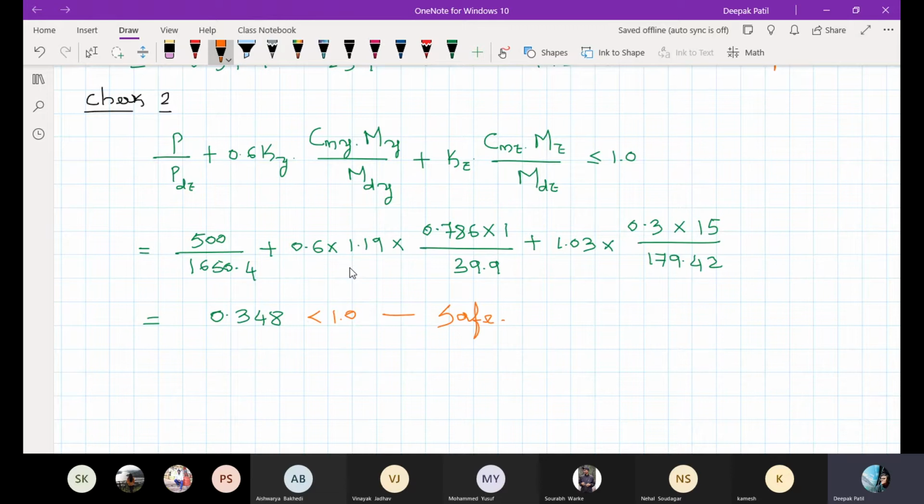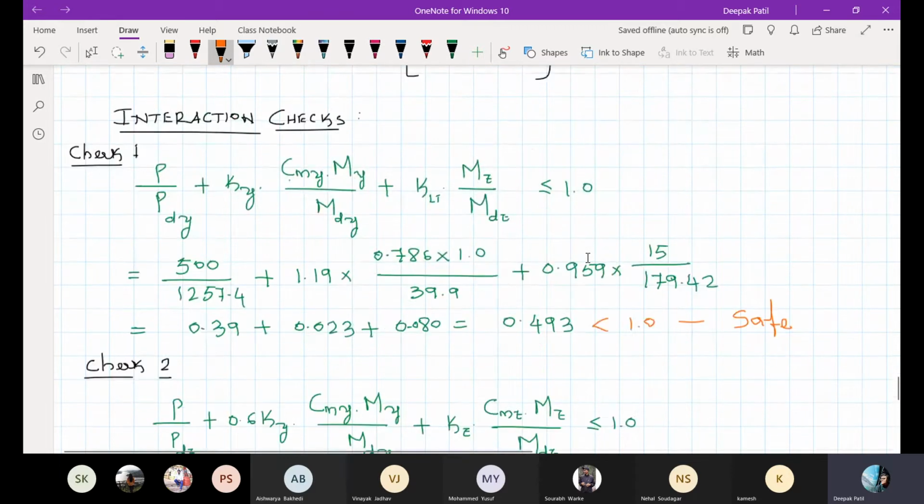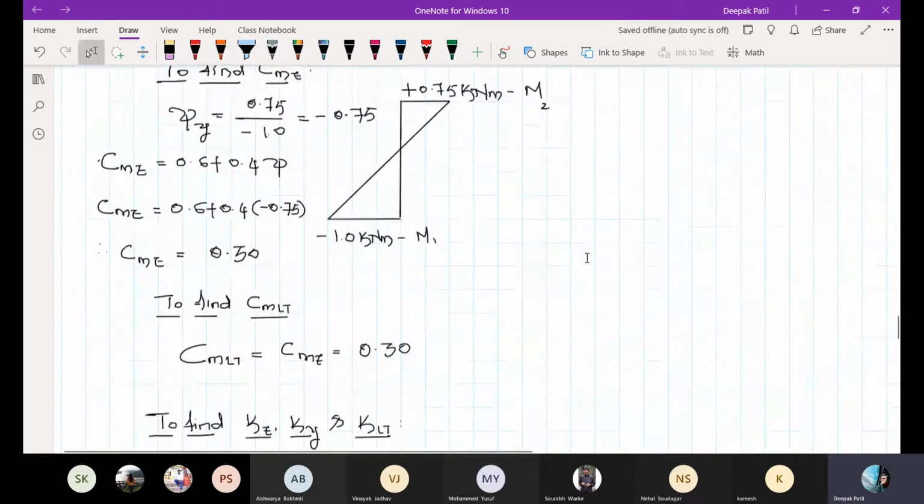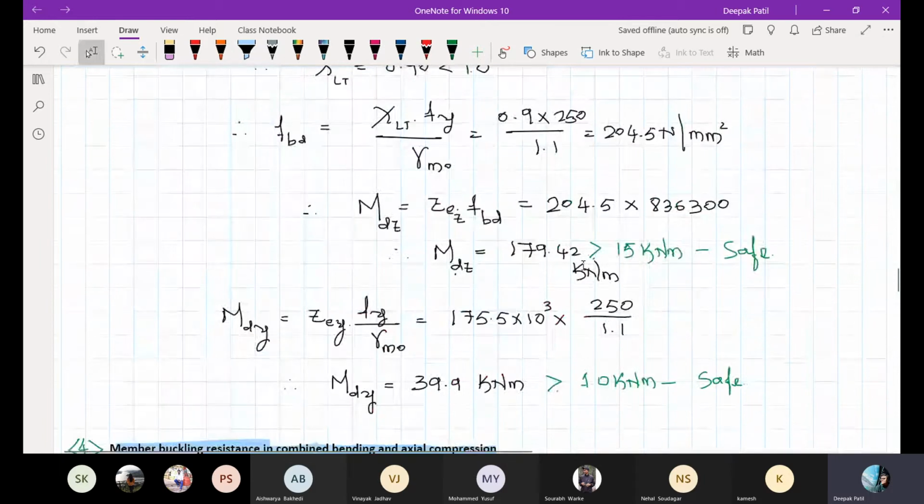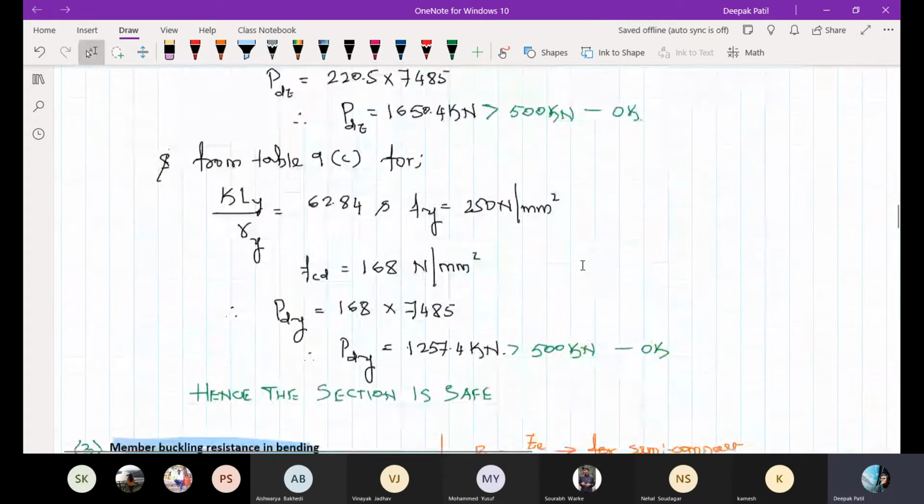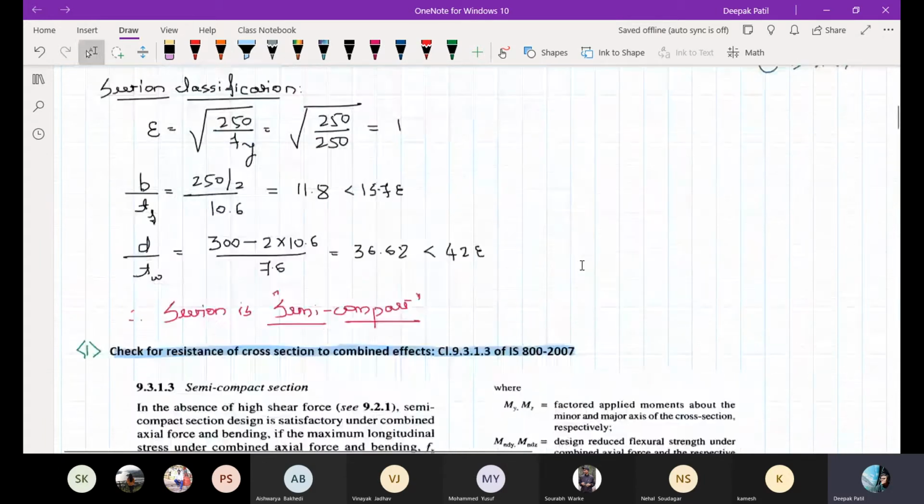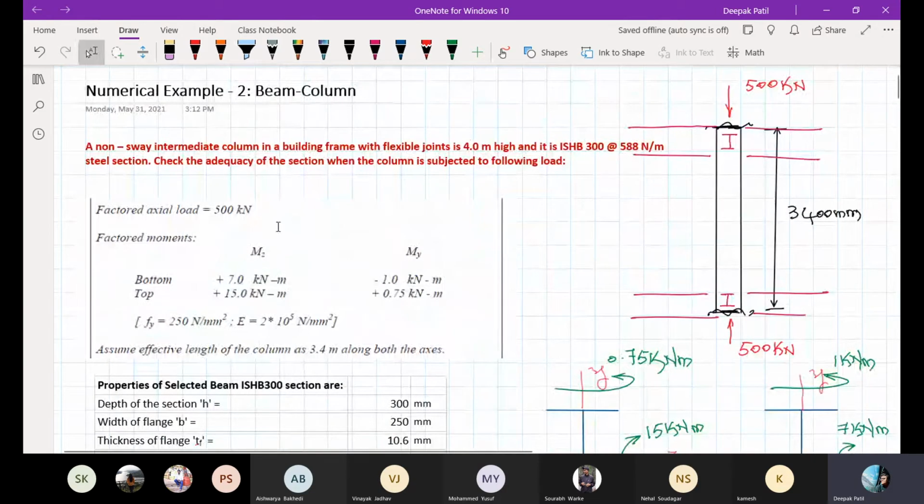So we have done all the checks for the ISHB 300, and we see that in all the checks the ISHB 300 is safe against the applied loads. So hence I can say that the ISHB 300 is adequate to take all these factored loads which are coming on that. Okay, so is it okay, students?